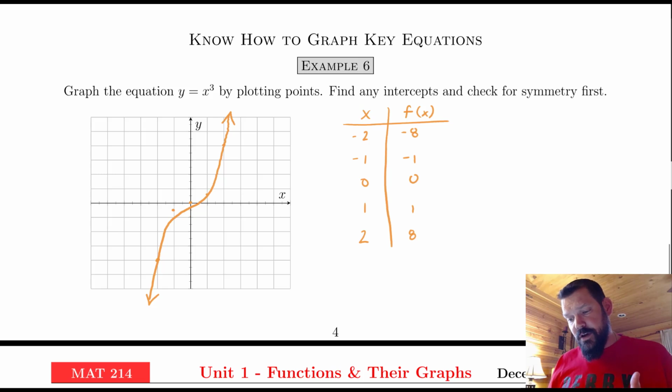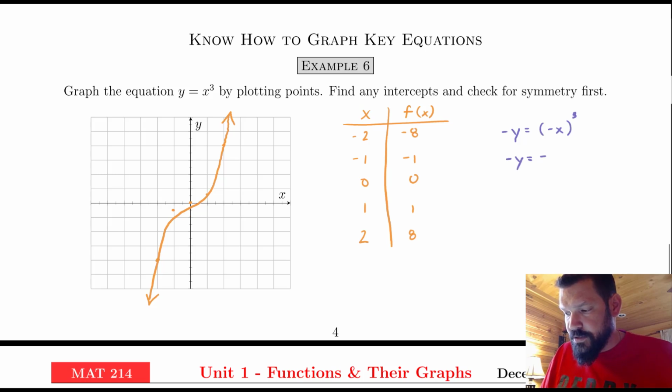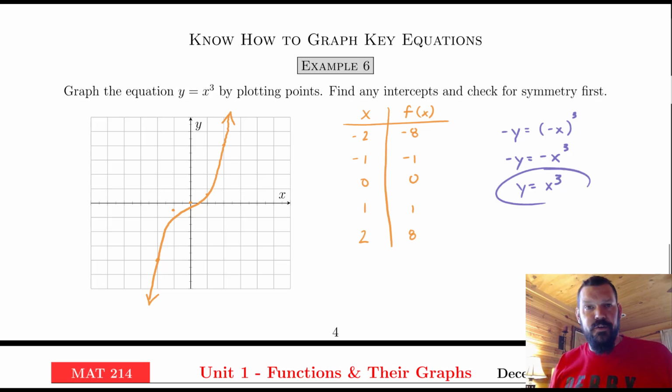And if you look at this graph, it does not have y-axis symmetry because it's not a mirror image over the y-axis. It doesn't have x-axis symmetry either. What it does have is origin symmetry, and we're going to test that algebraically. We visually can see that, but if we test it algebraically, remember origin symmetry, replace x and y with their opposites. So -y equals (-x) quantity cubed, and we get -y equals -x cubed. Well, if I divide both sides by that -1, I get my original function.